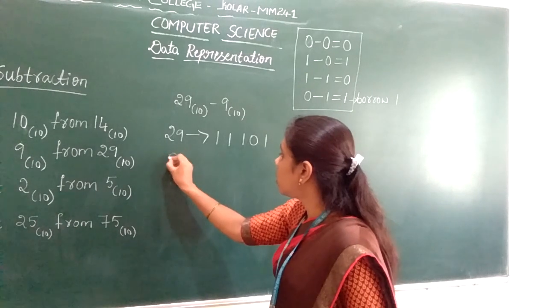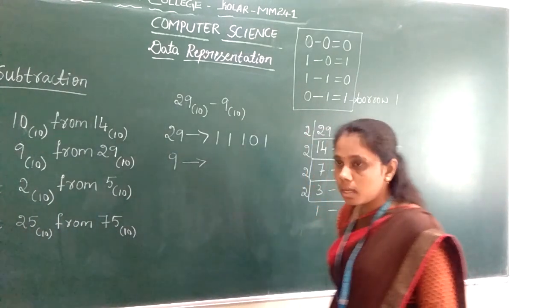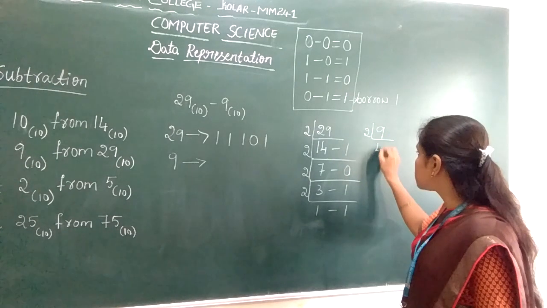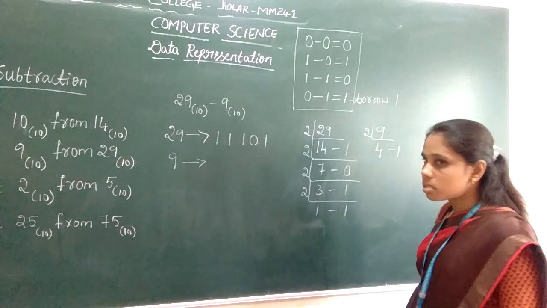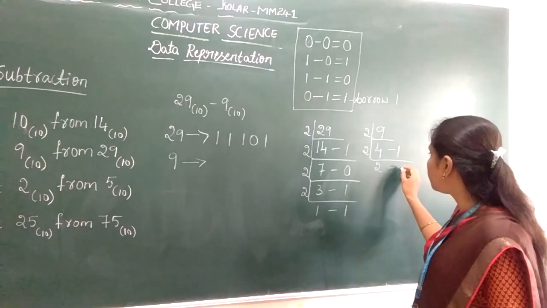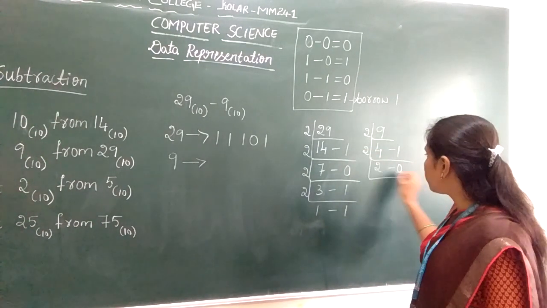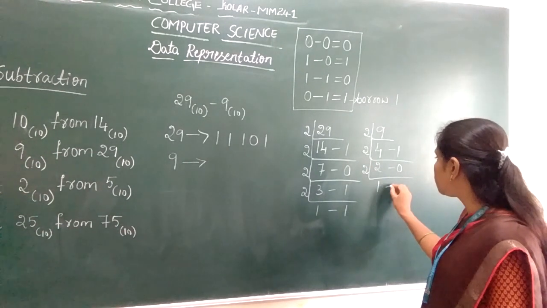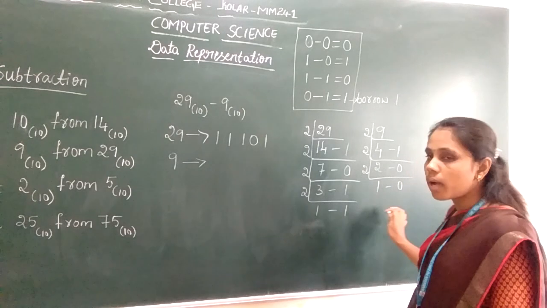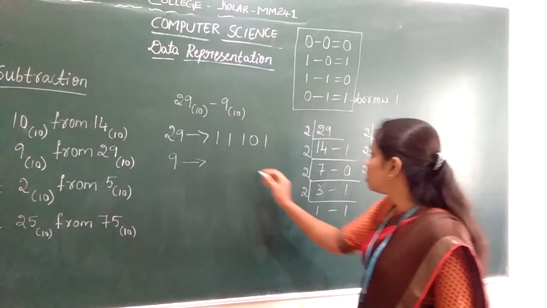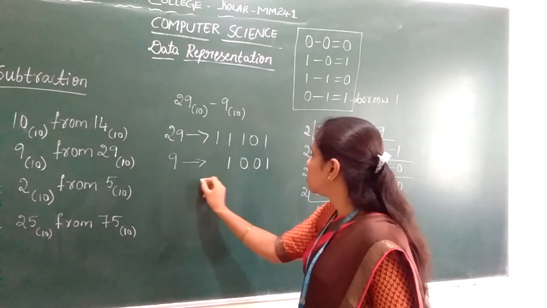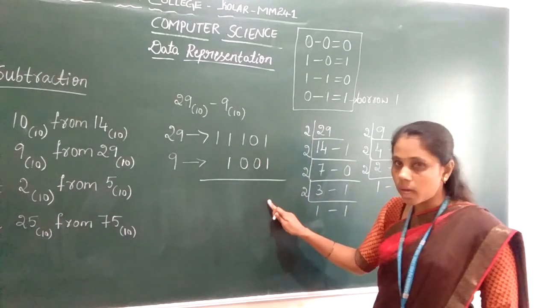Now take 9. Find its binary equivalent value. Divide 9 by 2. 2 4s are 8. Remainder is 1. Again divided by 2. 2 2s are 4. The remainder is 0. Divided by 2. 2 1s are 2. The remainder is 0. Now 1 0 0 1 is the binary equivalent value for 9. That is 1 0 0 1. So now subtract these two values.